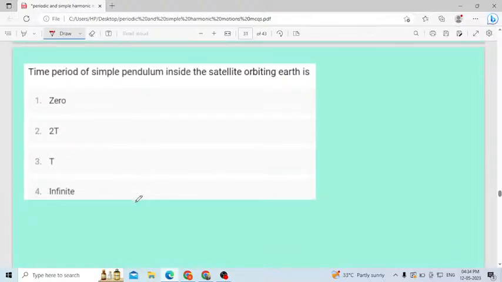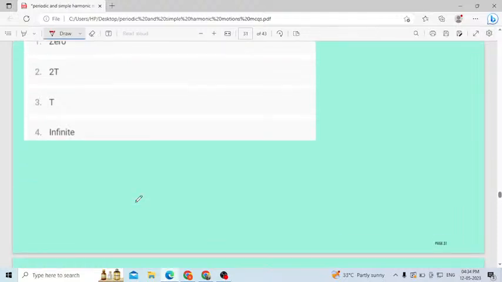Next one: the time period of a simple pendulum inside a satellite orbiting Earth is. The satellite will be revolving around the Earth. Inside the satellite, what is the time period of a simple pendulum? Very interesting question. Options: 0, 2T, T or infinity.